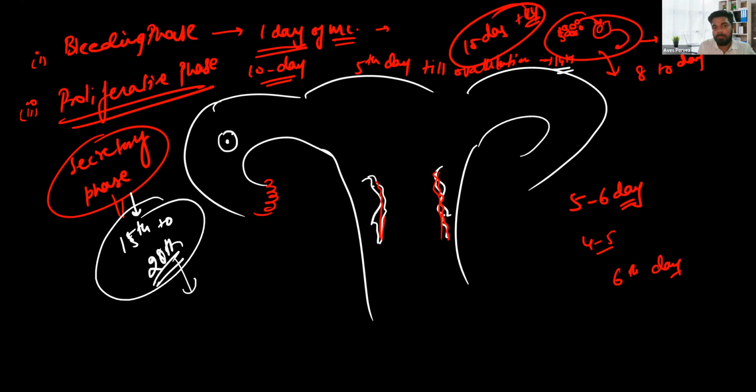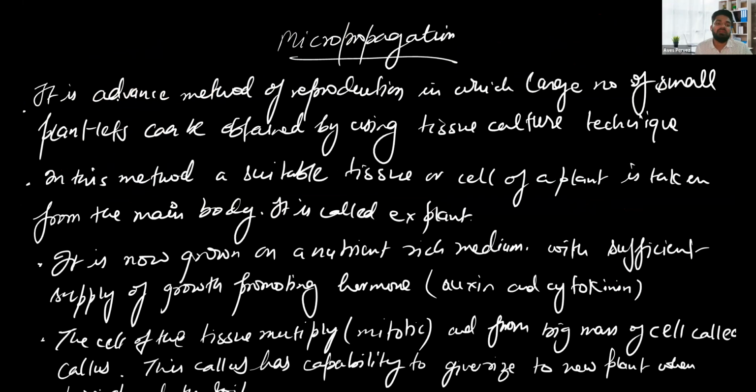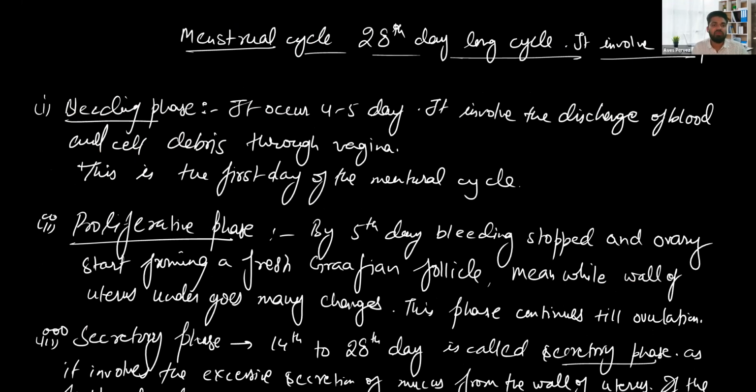Yes, sir. So here it is written that the menstrual cycle is a 28 day long cycle. It involves 3 steps. First is the bleeding phase. It occurs for 4 to 5 days. It involves the discharge of blood and cell debris through the vagina. This is the first day of the menstrual cycle.